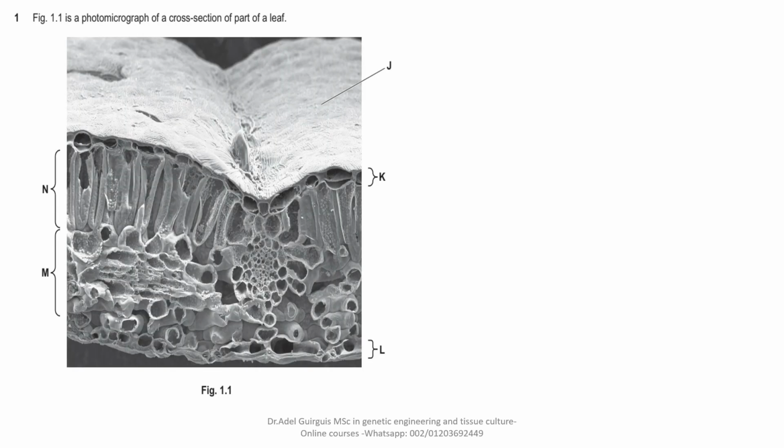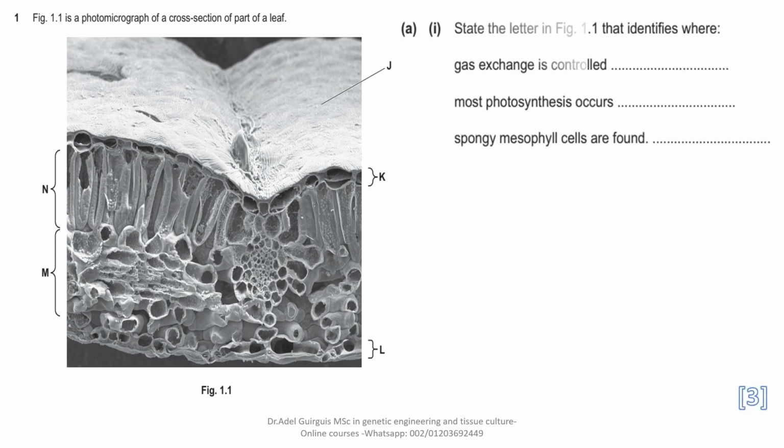This figure 1.1 is a photomicrograph of a cross section of part of a leaf with certain letters K, L, M, N, J. The question here, part (a)(i): state the letter in figure 1.1 that identifies where gas exchange is controlled.